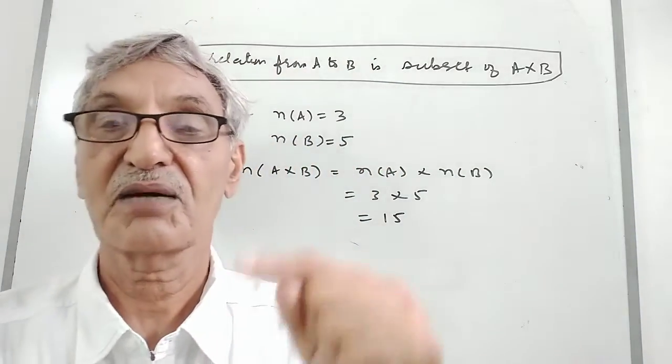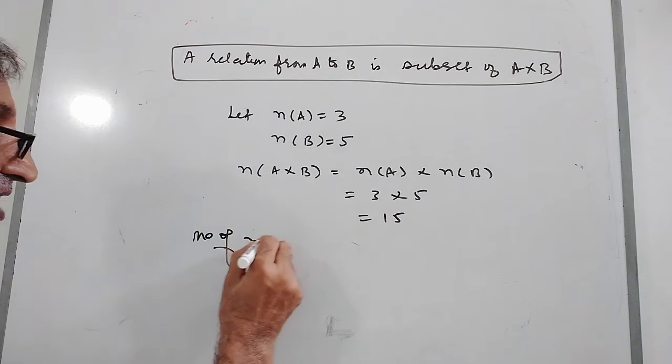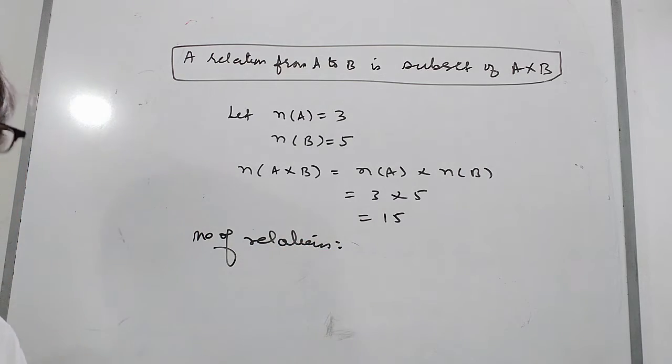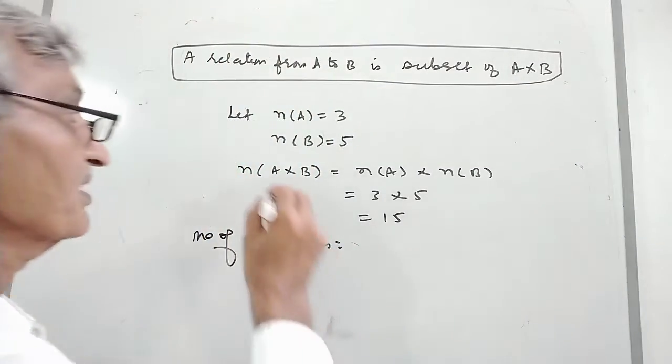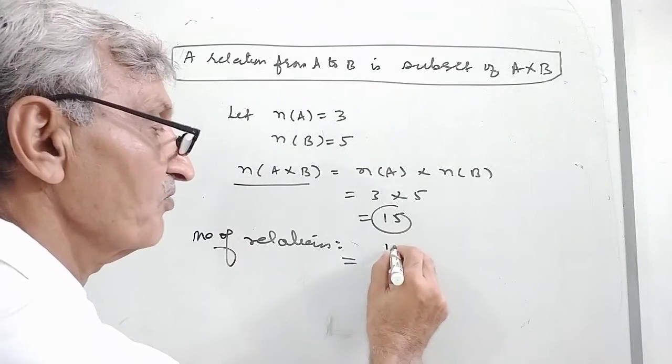My question is the number of relations. What is the number of relations? The number of relations is the number of subsets of A cross B. The number of elements in A cross B is 15. Therefore the number of subsets is equal to 2 raised to power 15.